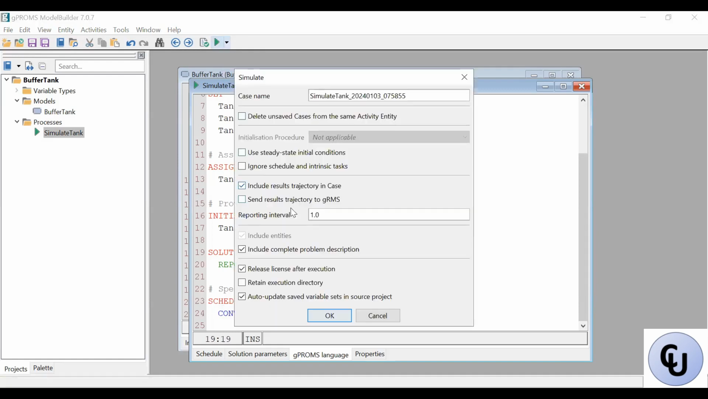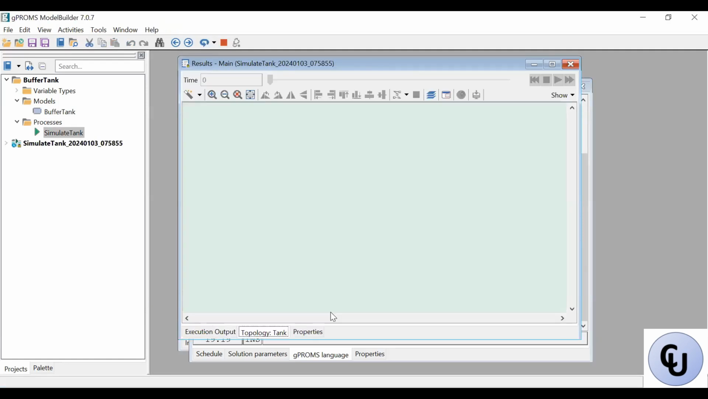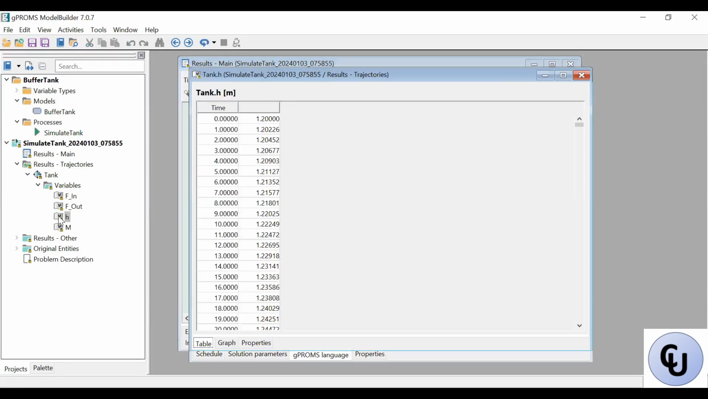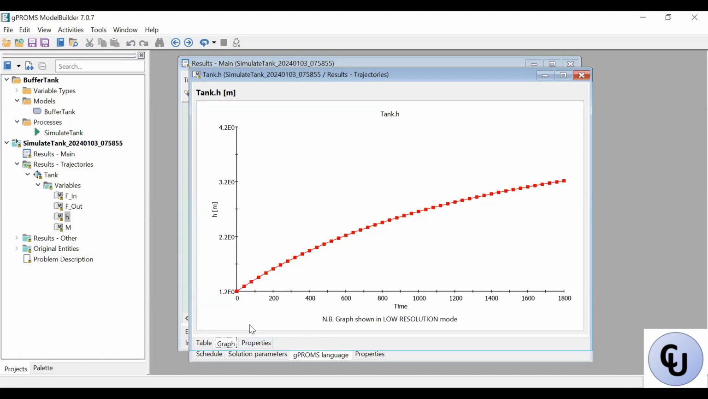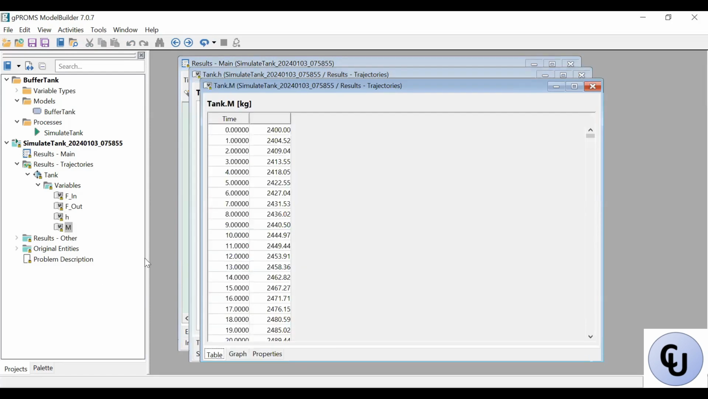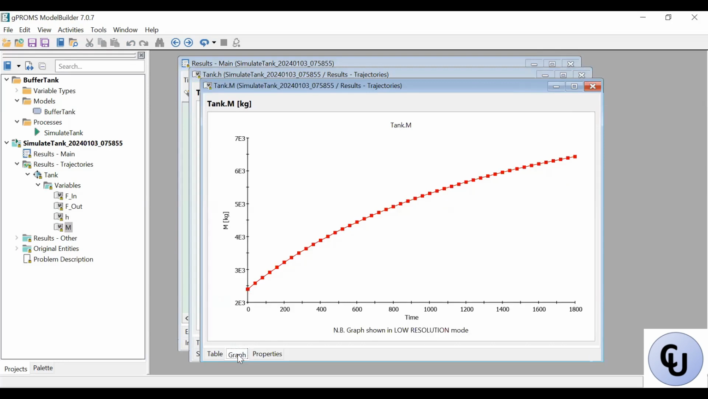Then if I run it, as you can see, the reporting interval is already captured. And okay, then I have the result. By expanding the result case file, result trajectory tank variables, I can check how the height changes over time. You can see the level increases over time for the period that we run, and the hold up as well increases. So that's how to solve the buffer tank model with gPROMS.